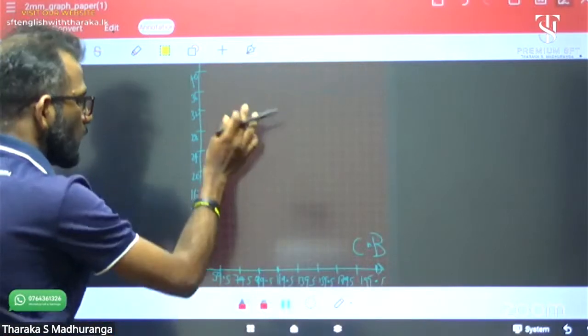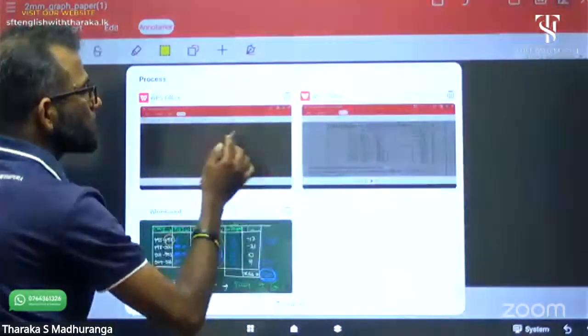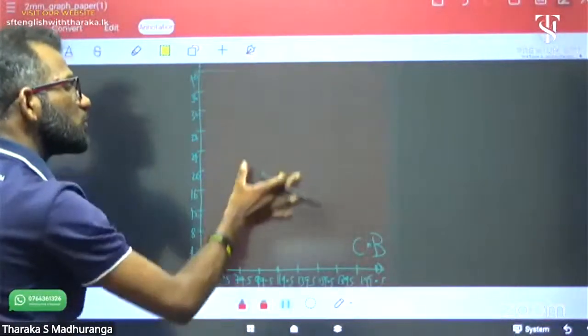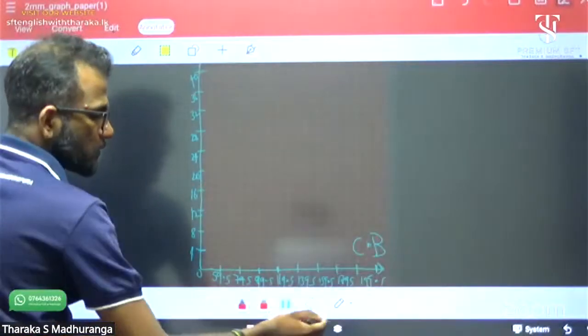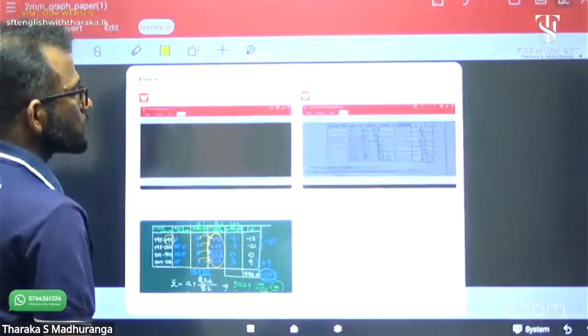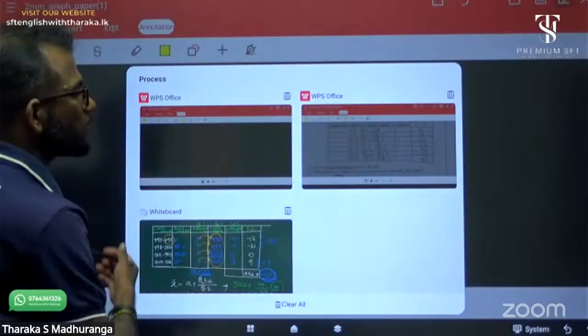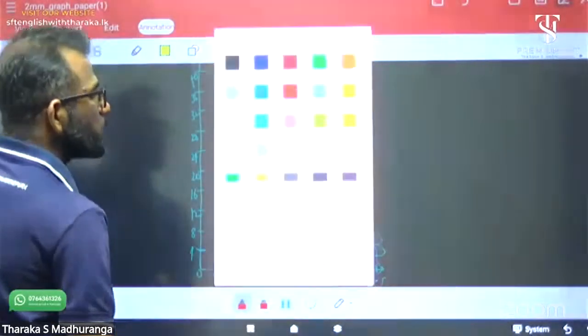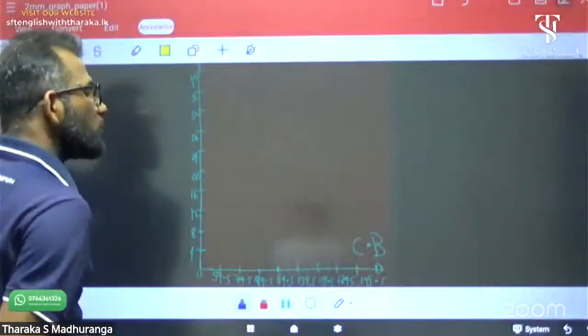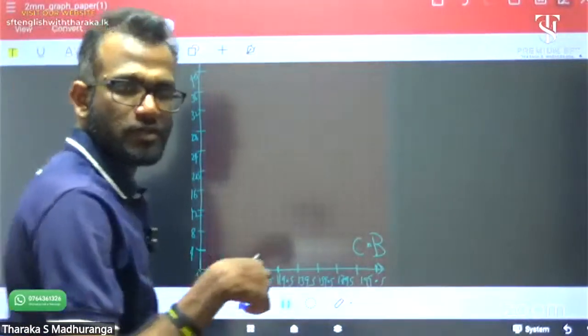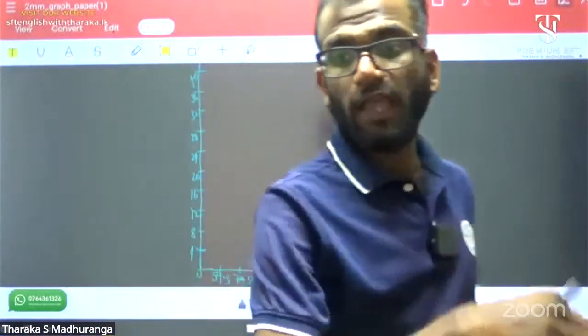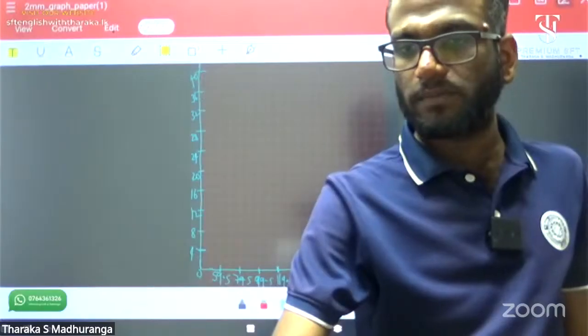That's good. Now you have represented the whole graph paper. You have used all the graph paper. Then what to do? Mark the relevant data. Now tell me, which type of graph am I going to draw? Less than cumulative frequency.